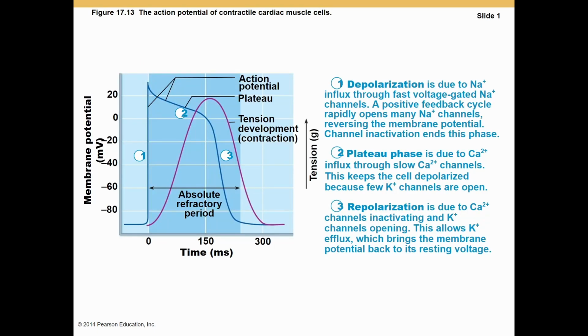So here we can see the action potential for contraction in cardiac muscle cells. We have depolarization, plateau phase, and then repolarization. That plateau phase is new, and that's due to the influx of calcium from the slow calcium channels in the sarcolemma. And that's going to allow calcium to stay in the cytoplasm longer than it would in skeletal muscle, and leads to this plateau phase before repolarization.